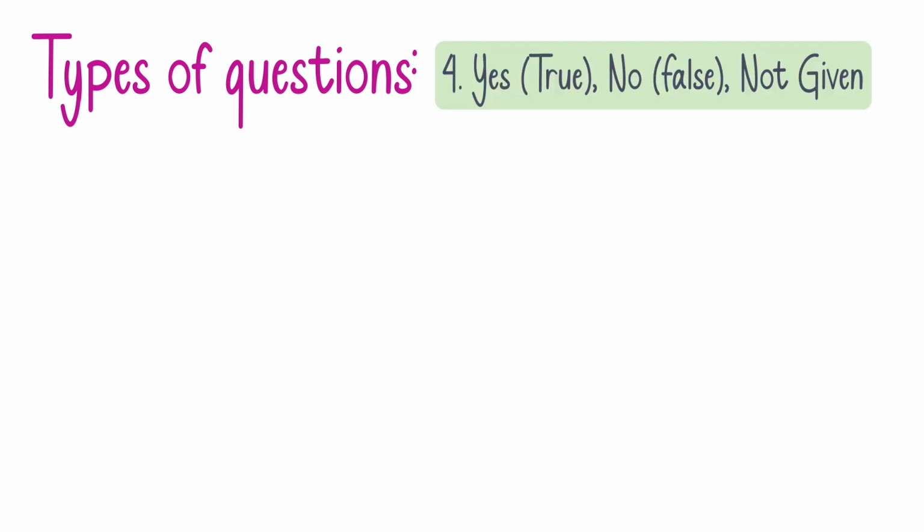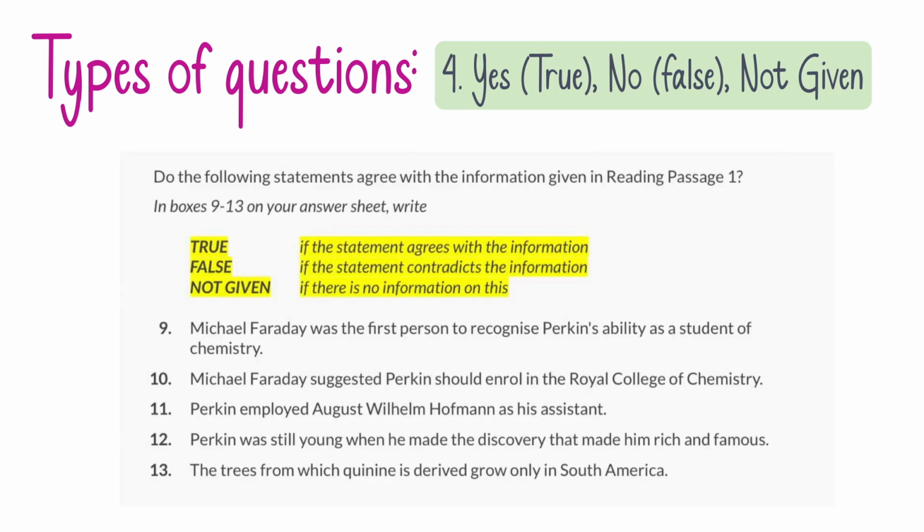The next one is yes, no, not given type of question, right? As you can see, you're pretty well informed of this type of question. You have seen it before, and you know what to do. And again, finding keywords in this type of question is pretty easy.